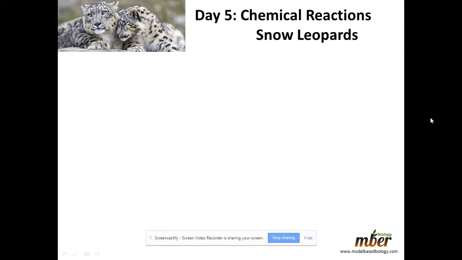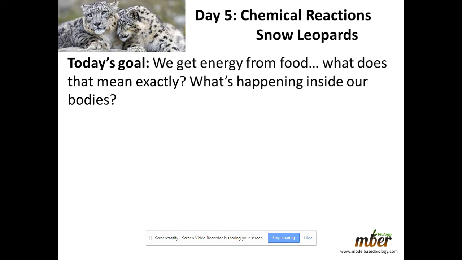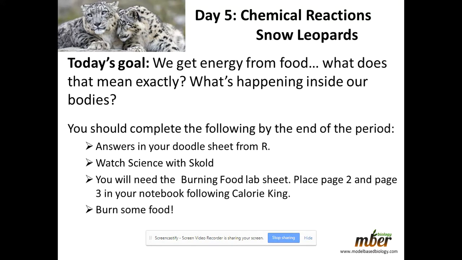Right, welcome back. We've got day 5 here, chemical reactions. Your goal today: you know that we get energy from food, so what does that mean exactly? What's happening inside our bodies? By the end of the period, you should have answers in your doodle sheet.